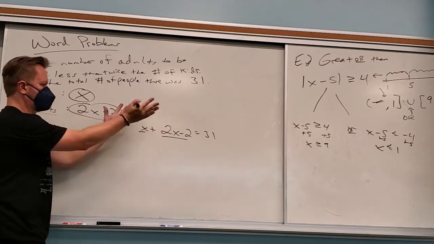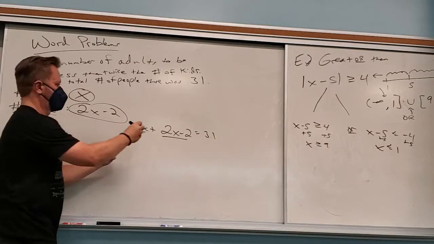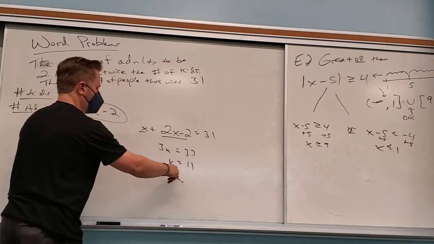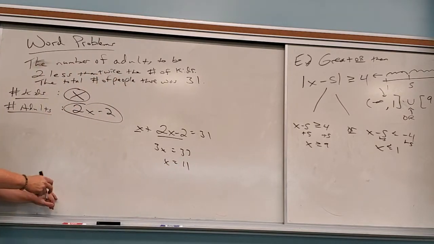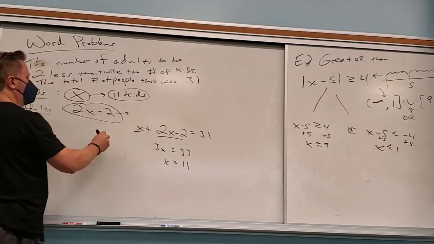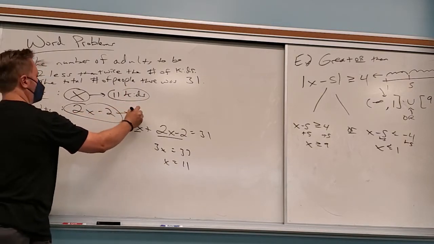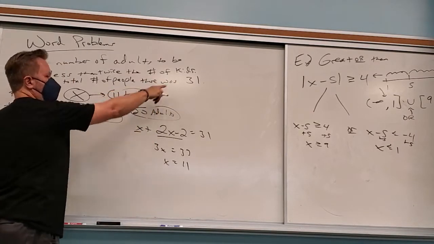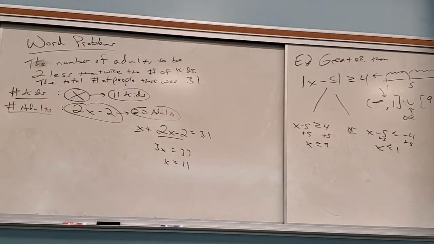So now you just solve this. Now this should be the easy step. 3x, add 2, divide by 3. What's this mean? 11 kids. So how many adults? 2 times 11 is 22, minus 2, 20 adults. And how do you check your work? Well, 11 kids, 20 adults, 31 people. Yay! So you can check your answer.